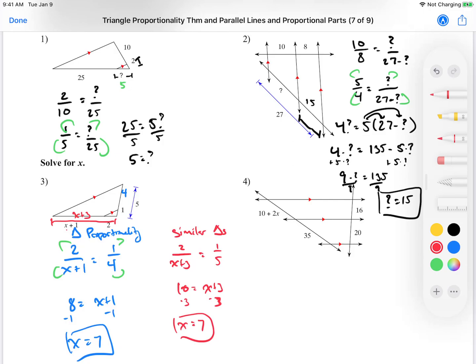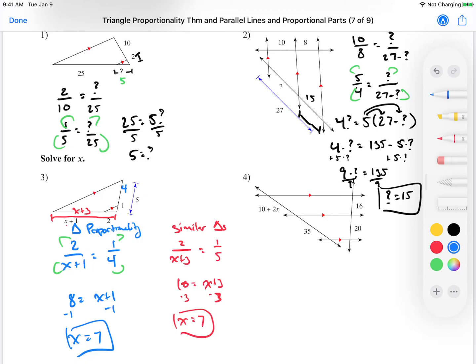All right. Last example we're going to do. Okay? Again, we don't have triangles, we have parallel lines, so I'm just going to set it up the same way I did before. All right, I'm going to go 35 over 10 plus 2x is going to equal 20 over 16. Okay.